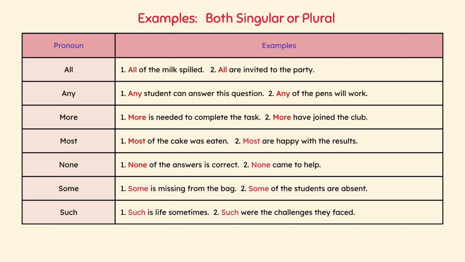Most of the cake was eaten. Most are happy with the results. Most is singular for uncountable nouns like cake, and plural for people or countable items.